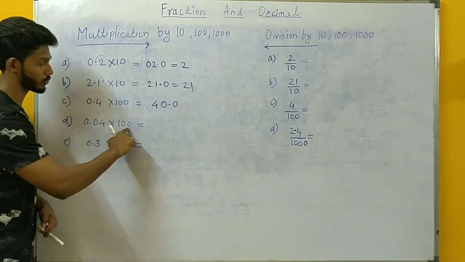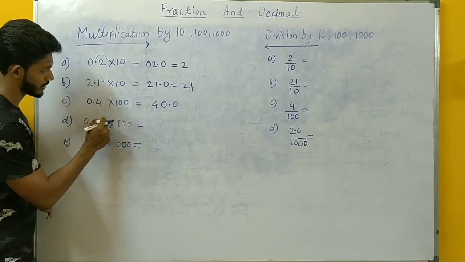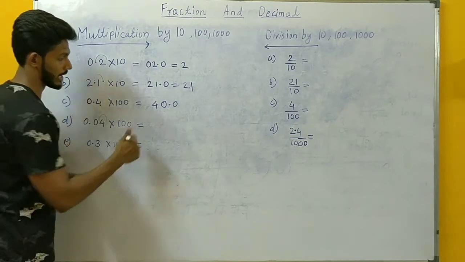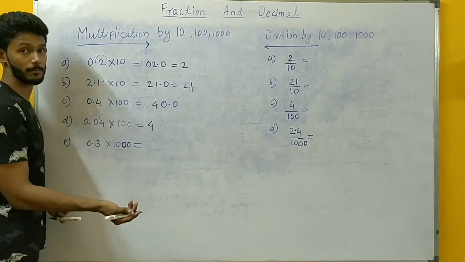In this case we have to move 2 digits towards the right hand side, that is we will move from here to here. So 1 and 2. So our answer will be 4, because 004 is basically 4.